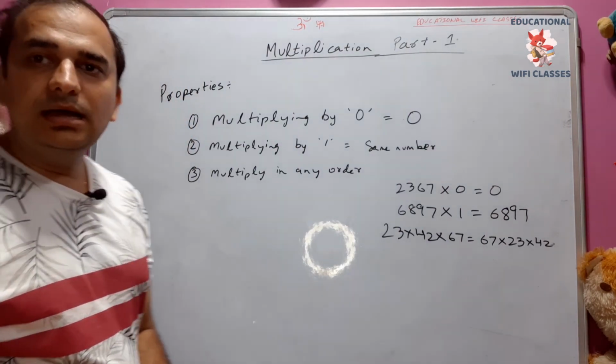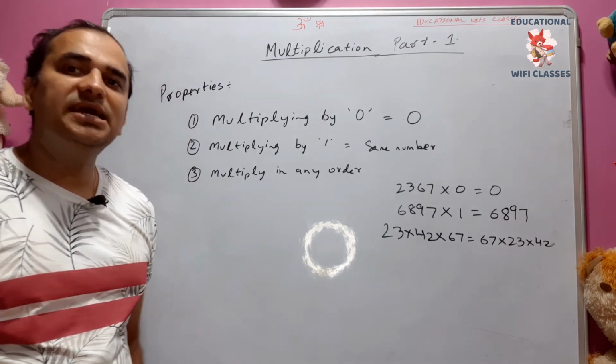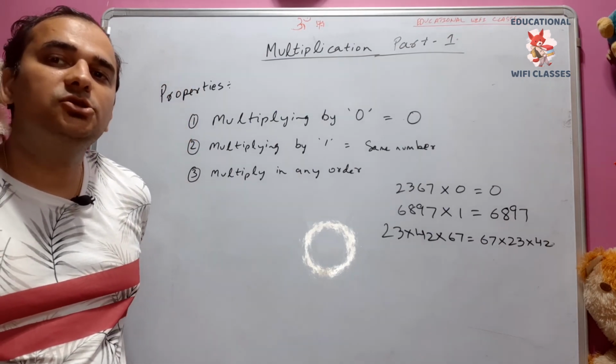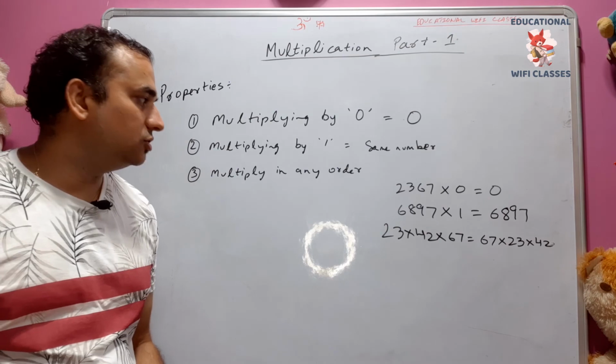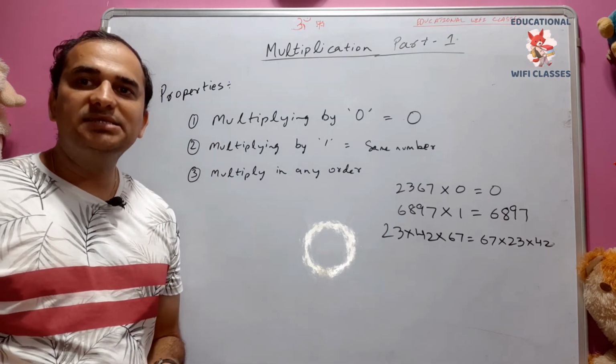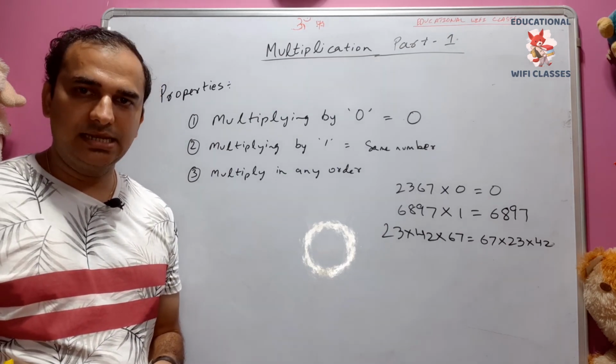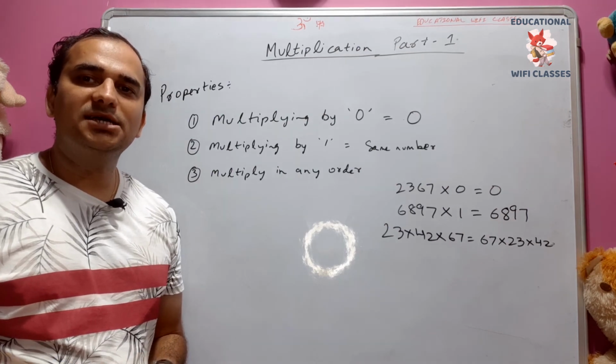So that's it for today's class, and you should practice multiplication. You can choose any numbers and try to find the solutions. Remember all the properties and memorize all the tables until 10, because you are in a bigger class now.